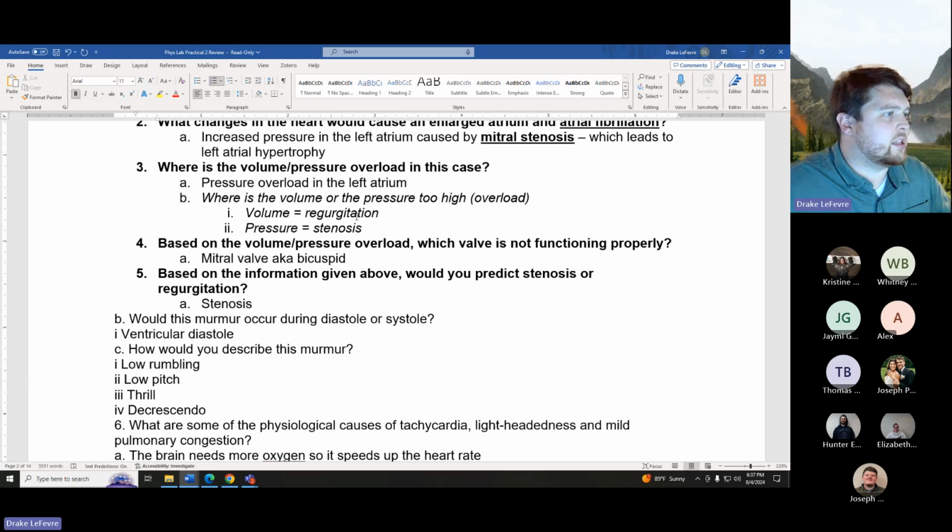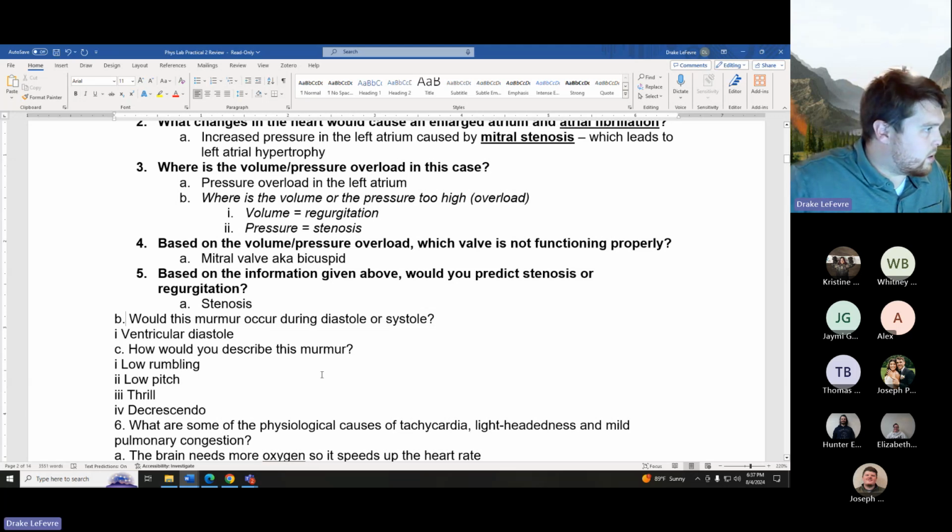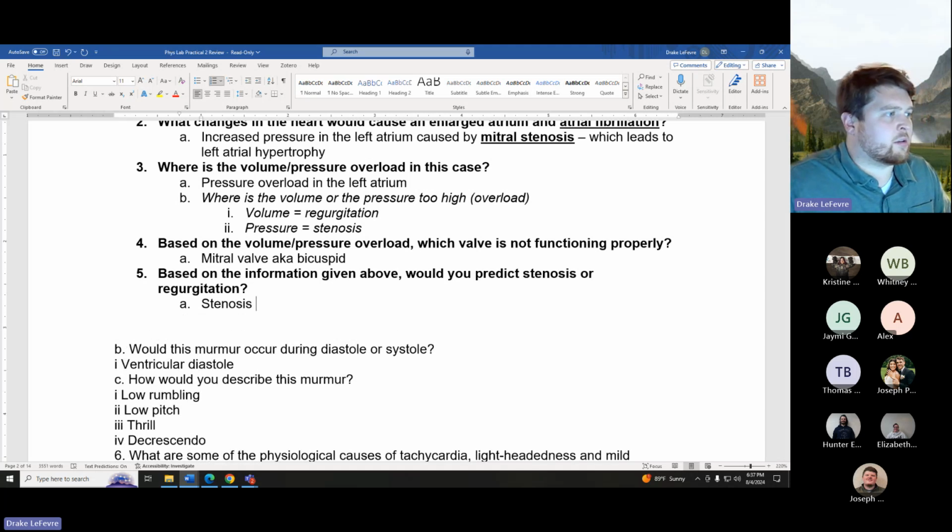Okay, so based on the information given above, would you predict stenosis or regurgitation? Now, I know what I had said earlier. A lot of times when you look at hypertrophy, you're looking at regurgitation more often.